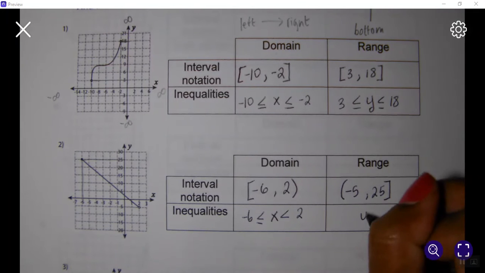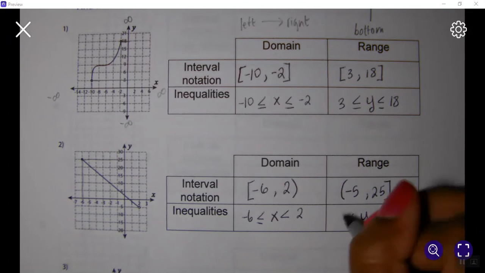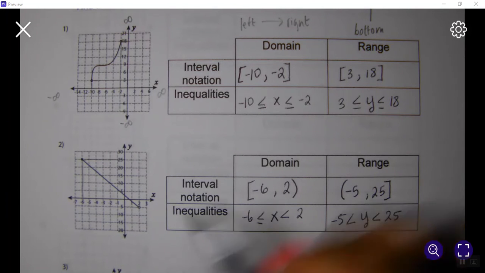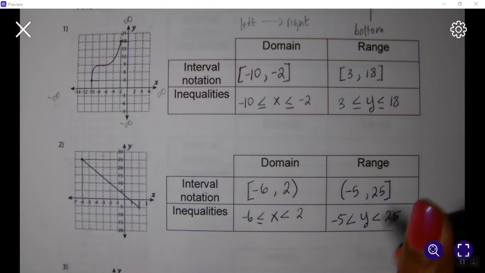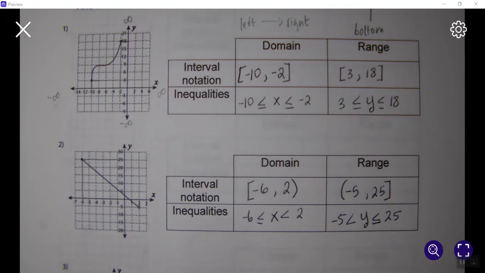To write the same information in inequalities, write the numbers, -5, 25, and then again at -5 is an open circle, so we leave it not equal to, and at 25 there's a closed circle, so we do have to include that.